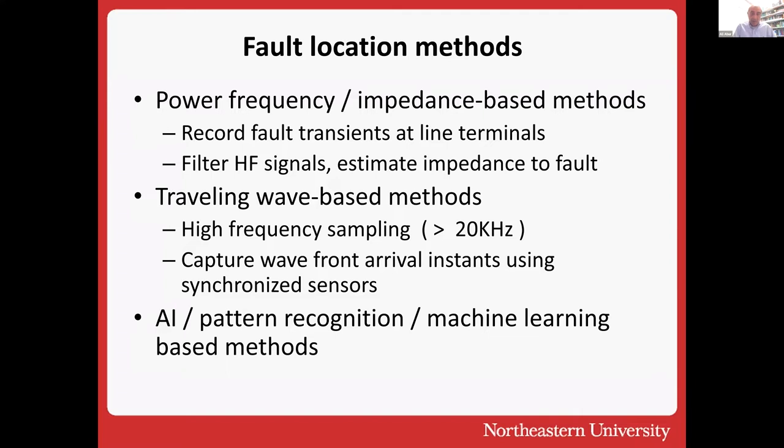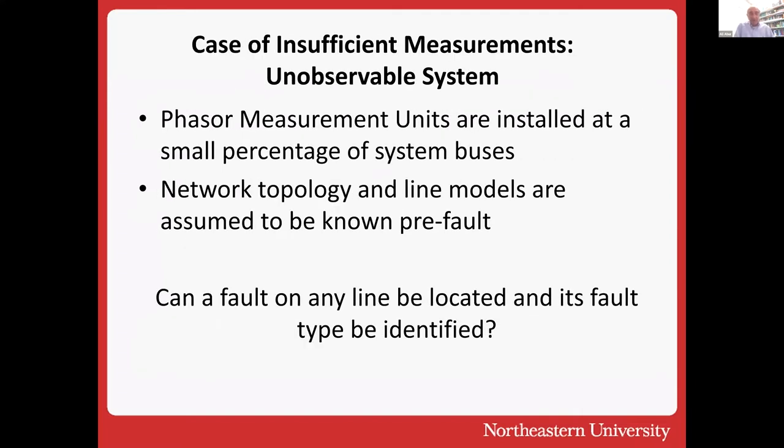So the approach I will be talking about can be classified as in the first category, but with a different sort of tilt, in the sense that we are assuming that the system is not observable. In other words, we don't have enough PMUs or measuring instruments or sensors that will allow us to capture what's happening at the terminals of the fault of the line by these PMUs. So we assume that the phasor measurement units are installed only at a very small percentage of the system buses, which represent the substations.